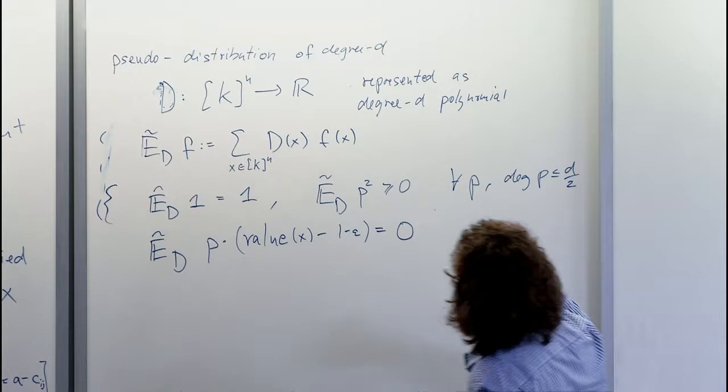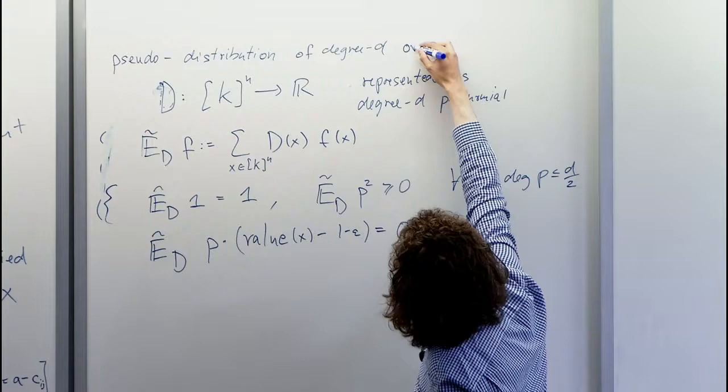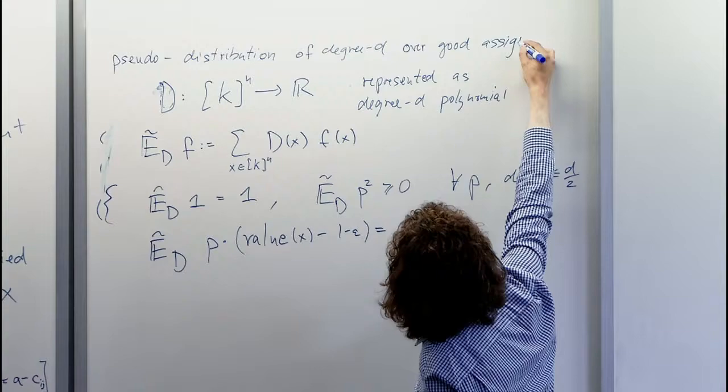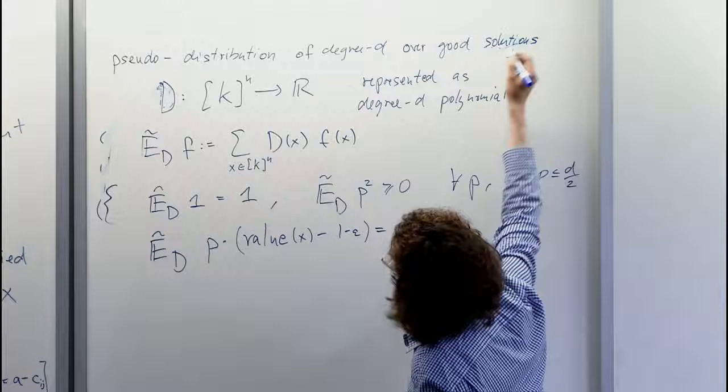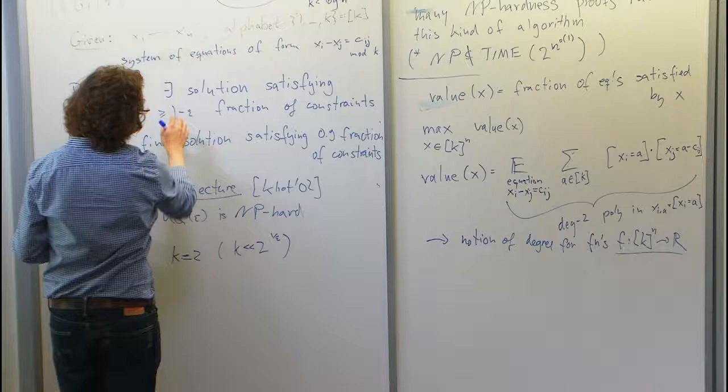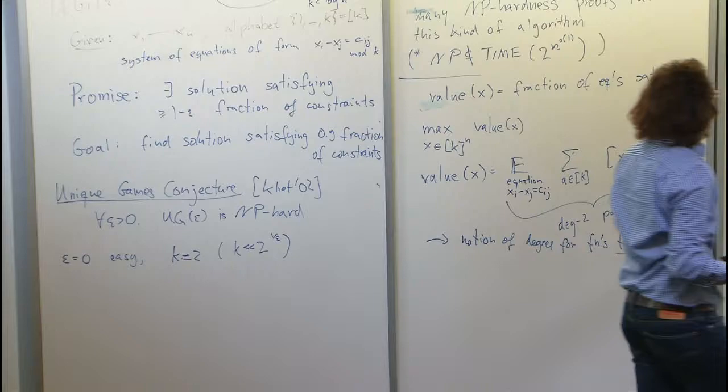So the question is, I'm interested in the distribution of degree t over good assignments. Good solutions in the sense of our promise. We'd like to have a solution that satisfies the 1 minus epsilon fraction of the constraints. So this is specific to this specific function. This is just this part, right?